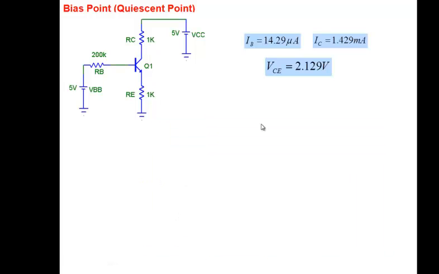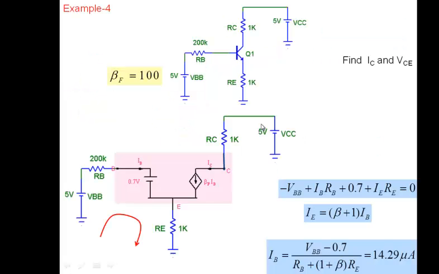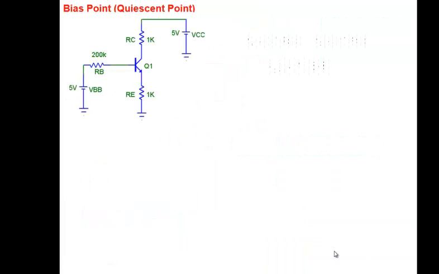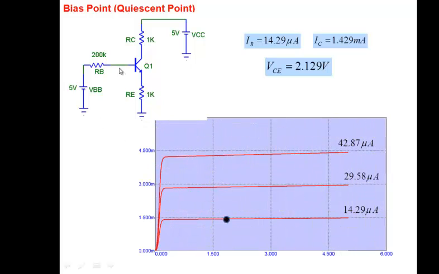Because go back and look at the equation that we derived for base current here. Look at this base current here. IB is (VBB minus 0.7) over (RB plus (1 plus beta) RE). There is no collector resistance anywhere here. So base current is decided by your input circuit here. So base current is going to be the same, so it's going to lie on this curve here.